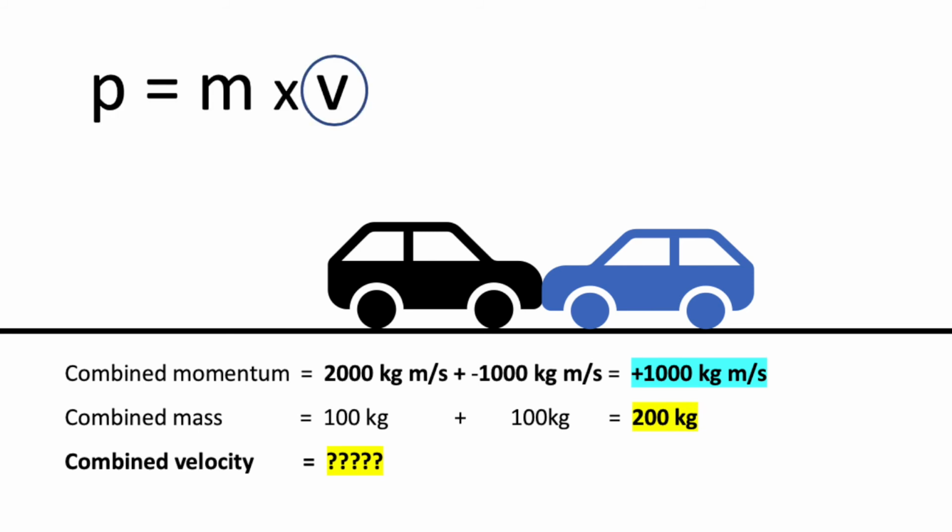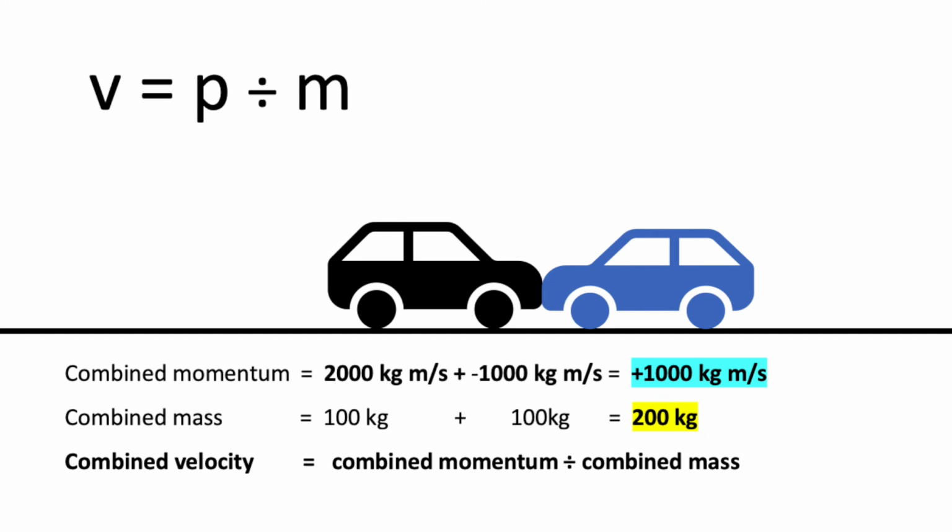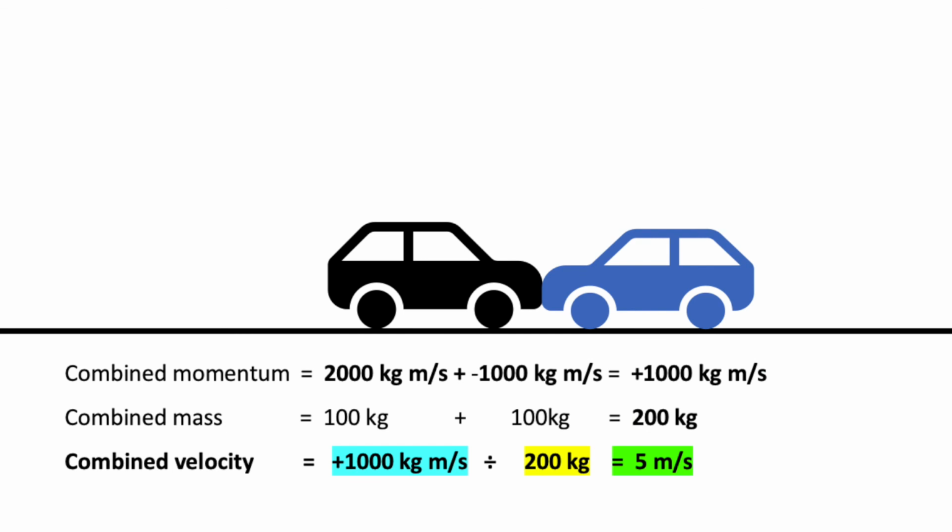So we recall the equation P equals m times v, but we want to rearrange for v, velocity. So it's v equals P divided by m. Velocity equals momentum divided by mass. So the combined velocity equals the combined momentum divided by the combined mass. So the combined momentum is plus 1,000 kilogram meters per second. The combined mass is 200 kilograms. So when you divide the combined momentum of 1,000 kilogram meters per second by 200 kilograms, you get a velocity of plus 5 meters per second. So the cars are going to move to the right with a velocity of plus 5 meters per second.